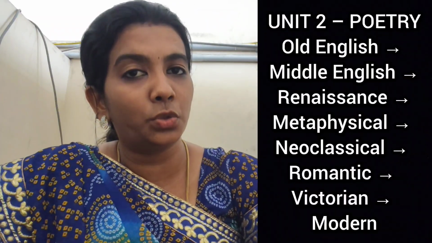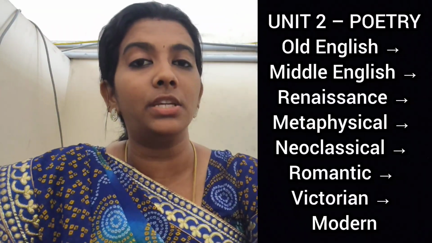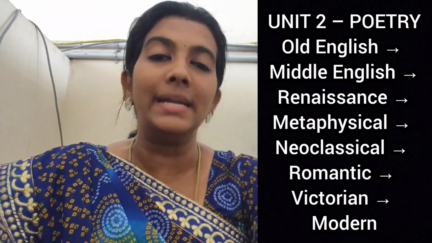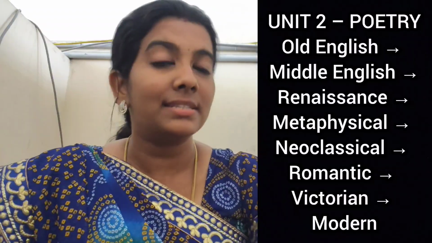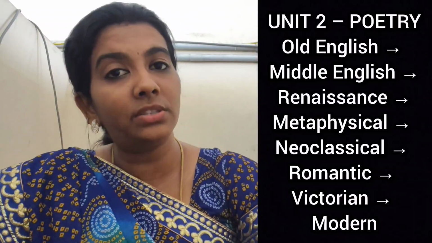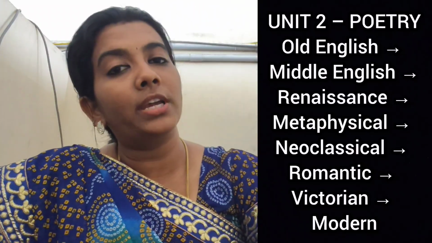The next one is unit 2, poetry. This is a very vast area. We will travel through the major periods of English poetry, beginning with Old English and moving through Middle English. Then we are going to see Renaissance, metaphysical poetry, neoclassical poetry, romantic poetry, Victorian poetry and modern poetry. We will study important poets, poems, movements, poetic forms and literary terms in this area.